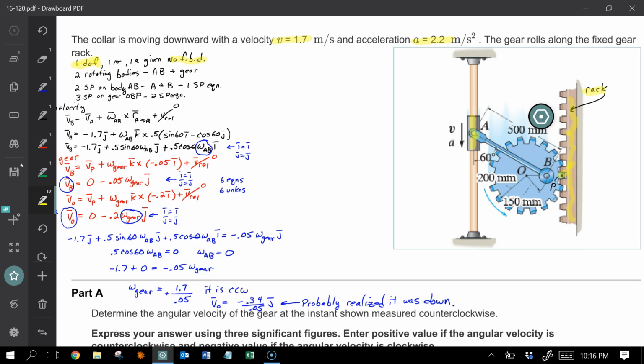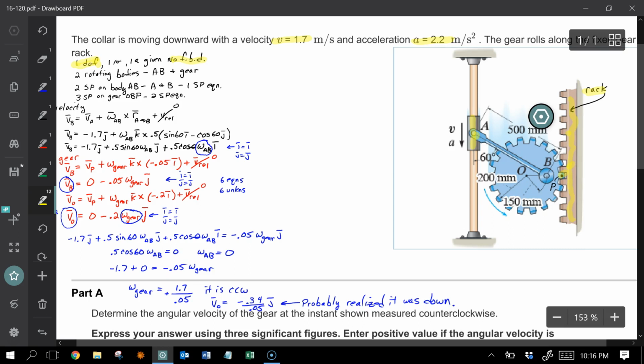To start the problem, you have to ask yourself, how many rotating bodies are there? There's 2 rotating bodies. AB can rotate because as this little blue gear rolls on the rack, the point B is going to be moving around in a circle. So this AB link is probably going to rotate. And also this blue gear can rotate. So there's 2 rotating bodies, AB and the gear. On body AB, there are 2 special points, A and B. So I would expect 1 special point equation from that body. There happens to be 3 special points on the gear.